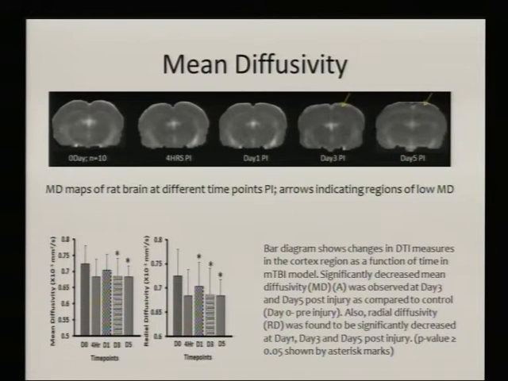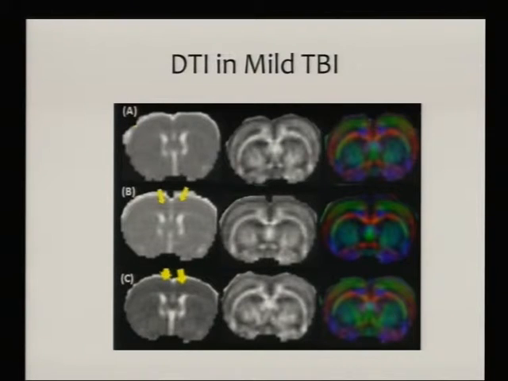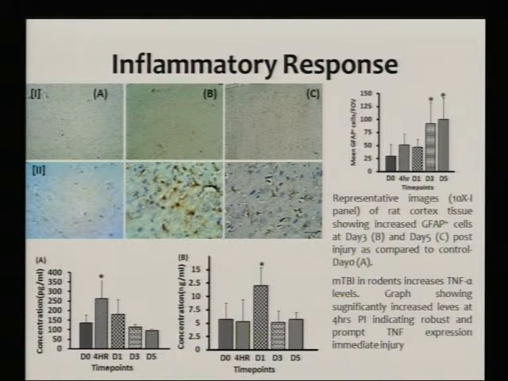And we also observed a decrease in radial diffusivity at day 1, day 3 and day 5 in these animals. Then this is the image where we are trying to show the fractional anisotropy values also, but no change in FA was observed in any of the regions.